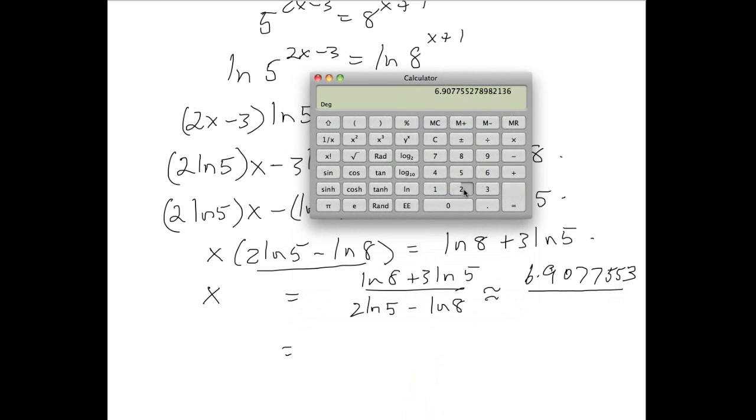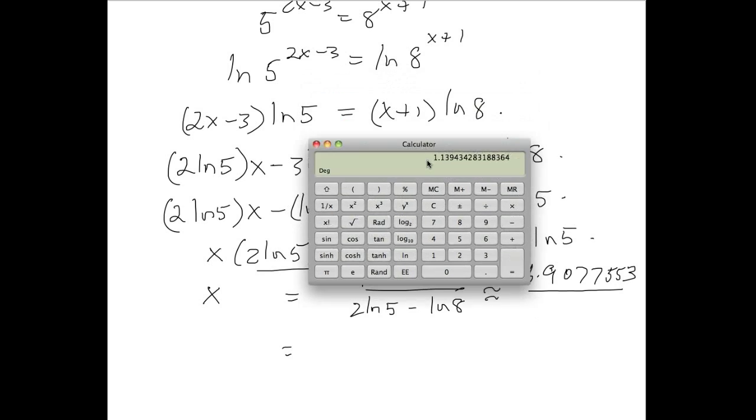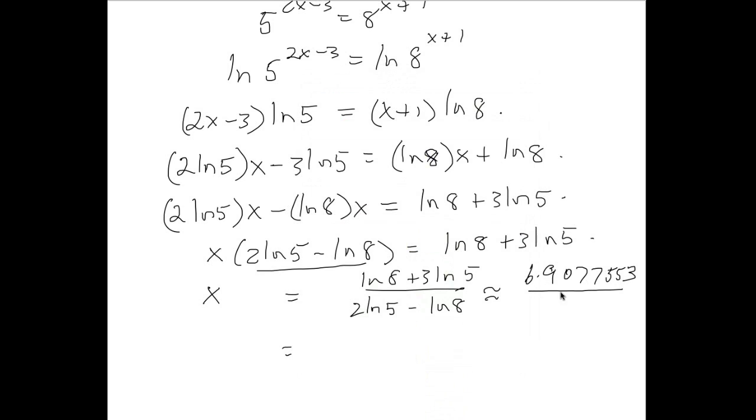So now, of course, we're going to have 2 times the ln of 5, which is equal to this, minus the ln of 8, which is this. So I'll end up with here 1.1394, and we did 1, 2, 3, 4, 5, 6, 7 decimal places here.